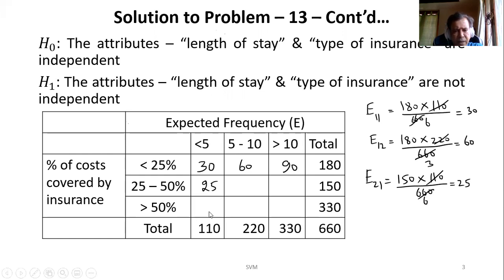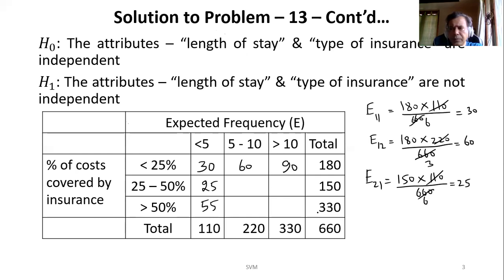Now I need not calculate this. I can just add these two, subtract it from 110. Adding 30 and 25 gives us 55. 110 minus 55, it is 55 again. So I can fill up here 55.